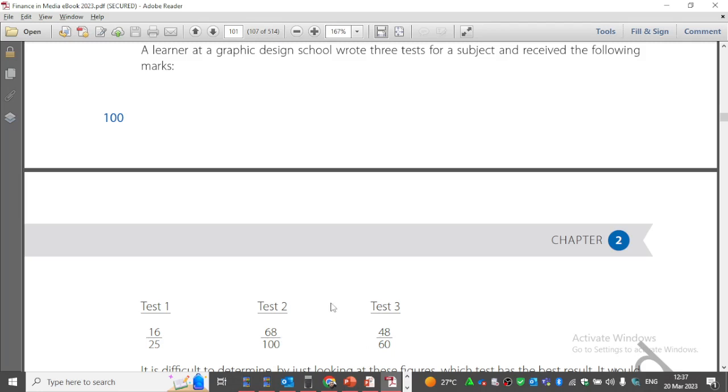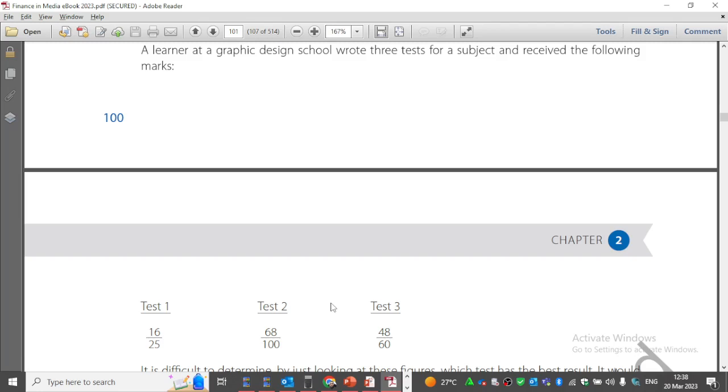Now the question will be, can you spot in which test the learner actually achieved the highest mark? If you look at these fractions, based on the mark the student got out of the total test mark, you will see that we are trying to compare things that do not have the same value or the same denominator. So we cannot actually compare these fractions by just looking at them on their own terms.